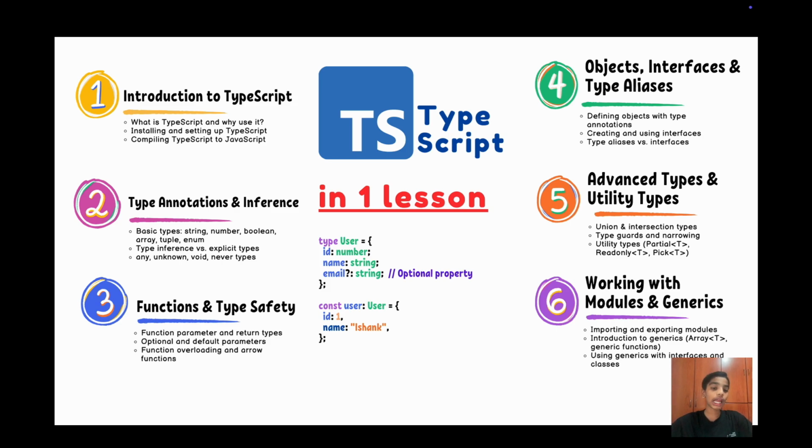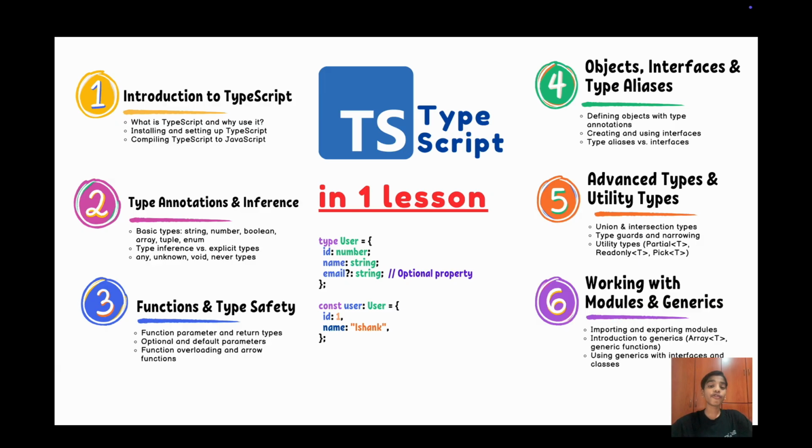Then we will learn about type annotations and inference. We're going to learn about basic types like string, number, boolean, array and tuple. We're going to learn about inference versus explicit types. Then we're going to learn about the special types such as any, unknown, void and never types.